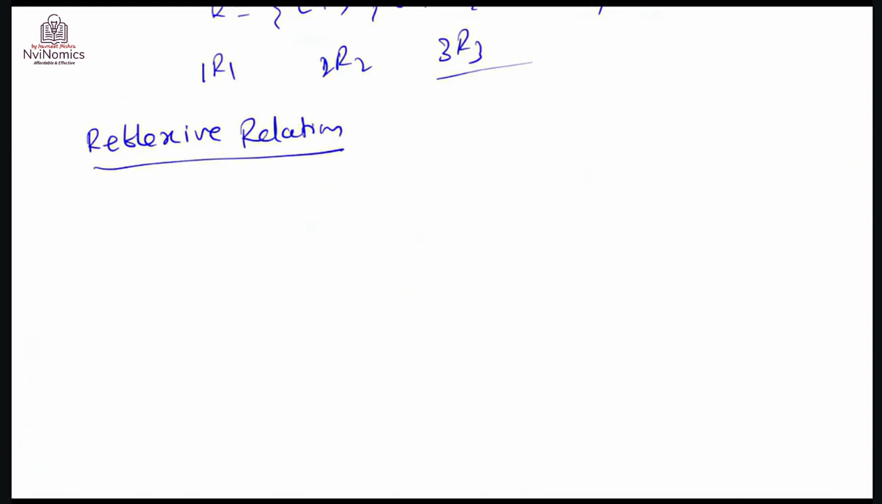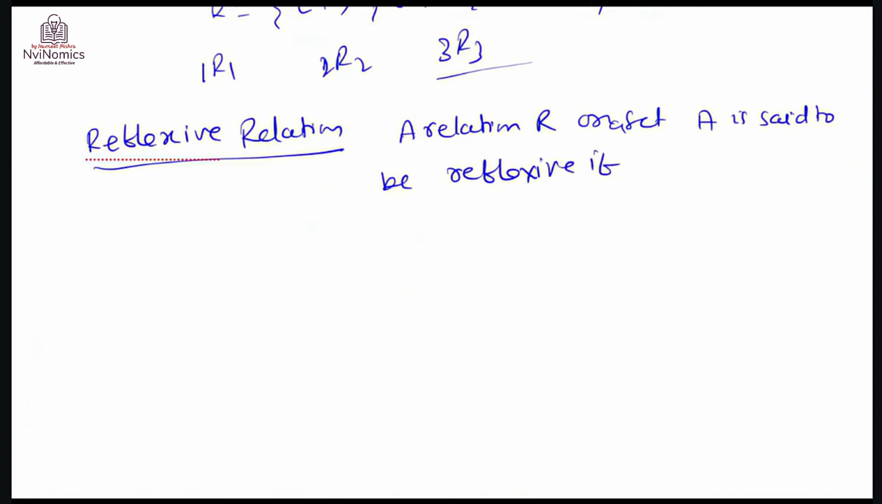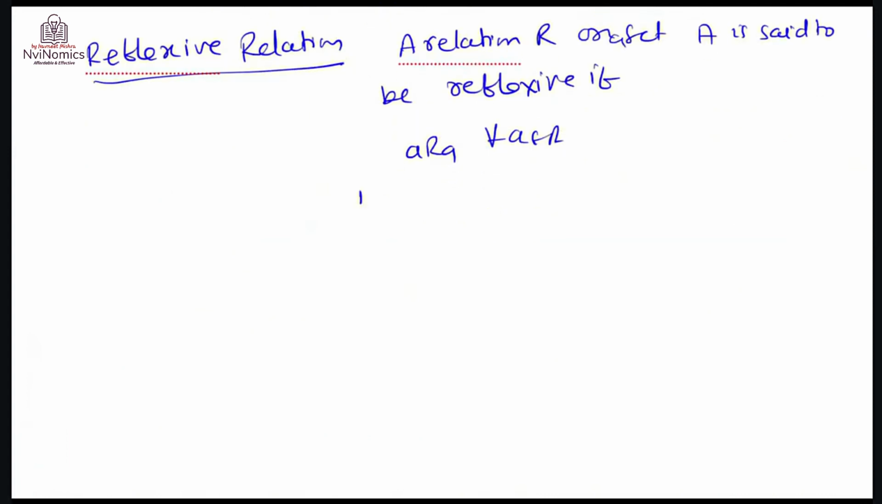अब देखो यहाँ से ना प्रॉब्लम स्टार्ट होता है. A relation R on a set A is said to be reflexive if a is related to a for all a belongs to A. Means if (a, a) belongs to R for all a belongs to A. So a relation on a set A is said to be reflexive if every element a is related to itself.